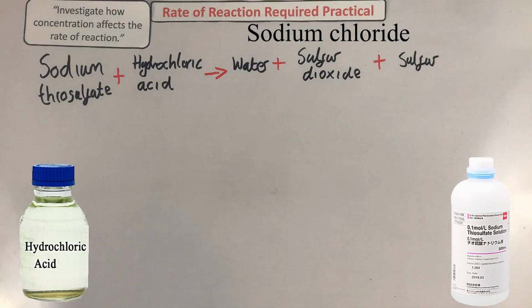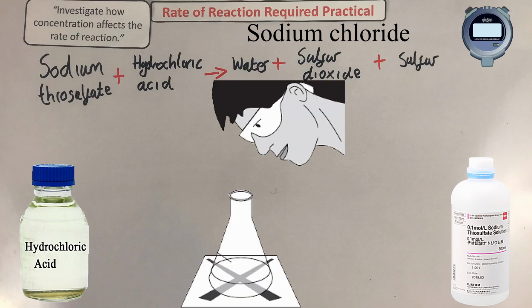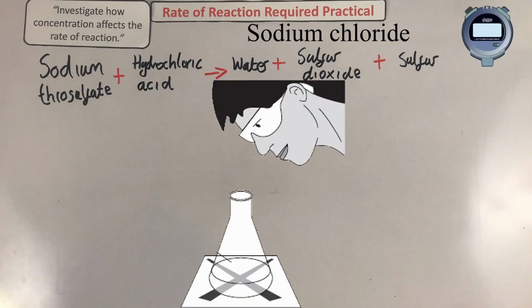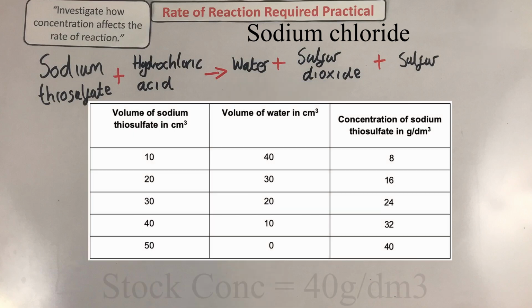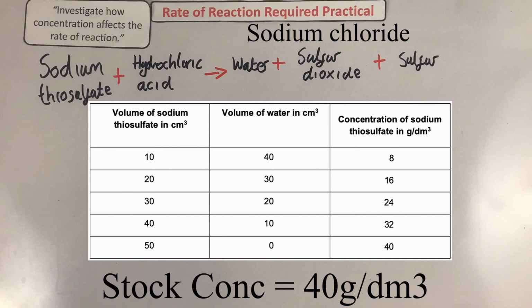Our dependent variable is the time it takes for the solution to go cloudy. This is due to this solid sulfur being formed. The technical name for a solid coming out of a solution is a precipitate. To have a clear cutoff point for your color change, you will have a black X on a white tile. So when you can no longer see the X, you can stop the timer. Our independent variable is the concentration of our sodium thiosulfate. To change the concentration, you will dilute the stock solution of your sodium thiosulfate.